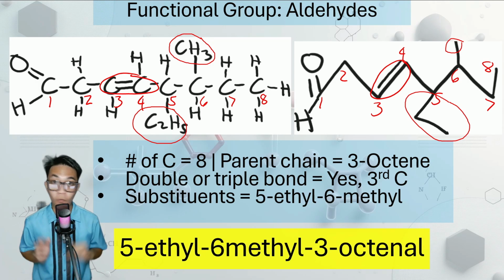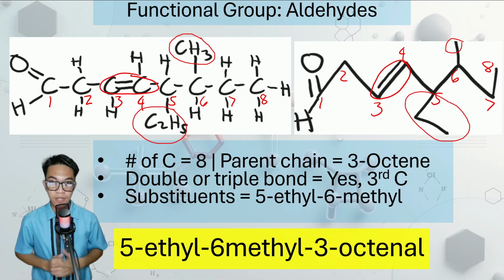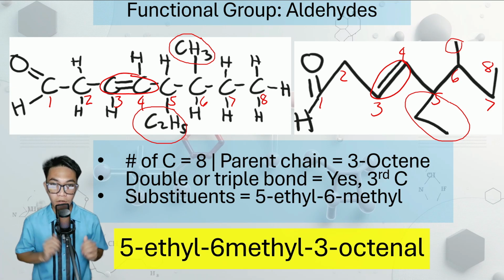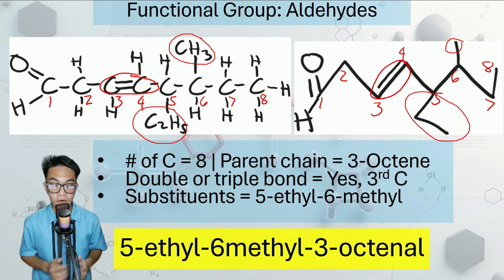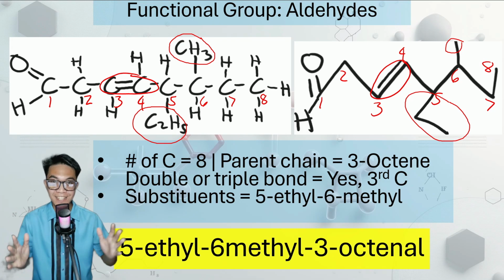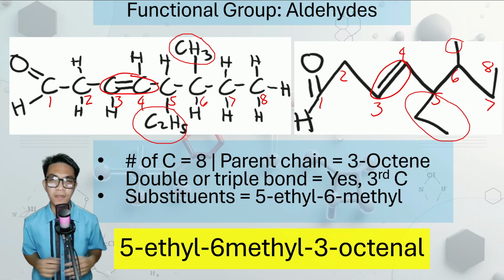Take note, we have octenal, not octanal. Why? Because it's an alkene with a double bond, so we still use the alkene naming. So it's octenal, and we also specify the location of the double bond, which is on the third carbon. So here we have our name for our aldehyde. Alright, students, that's just how easy it is to name aldehydes. The notable difference is we only change the suffix to -al, such as octenal, pentanal, propanal. That's the observable difference when it comes to aldehydes.